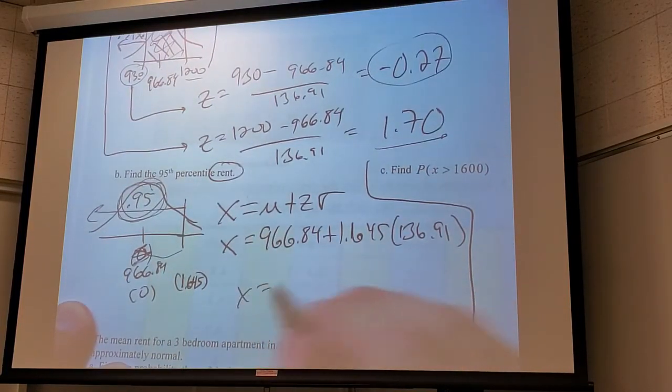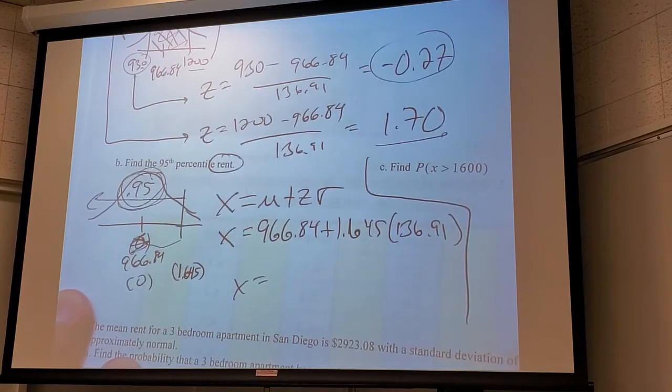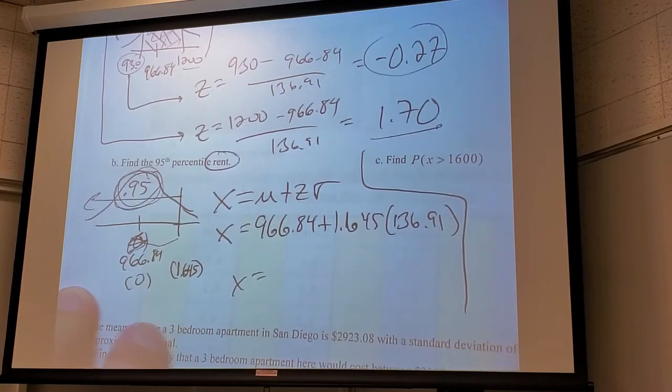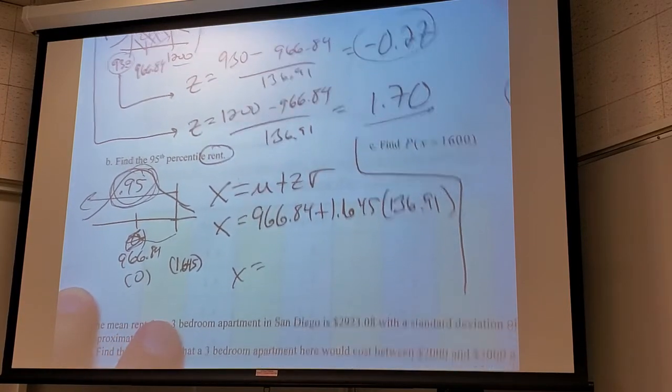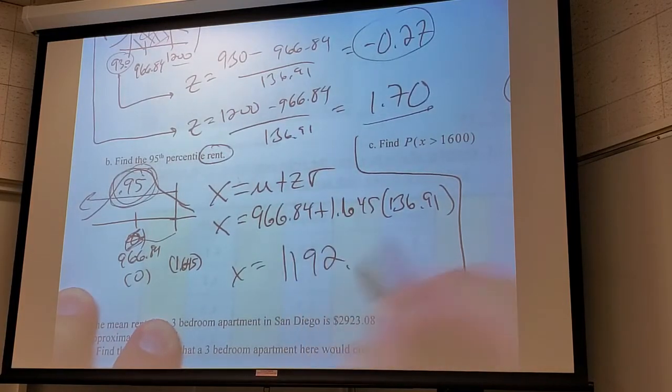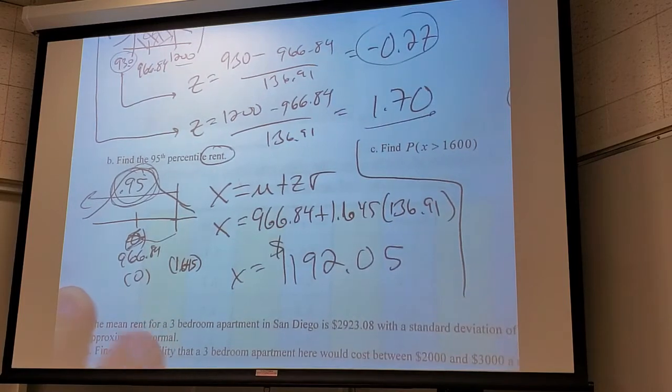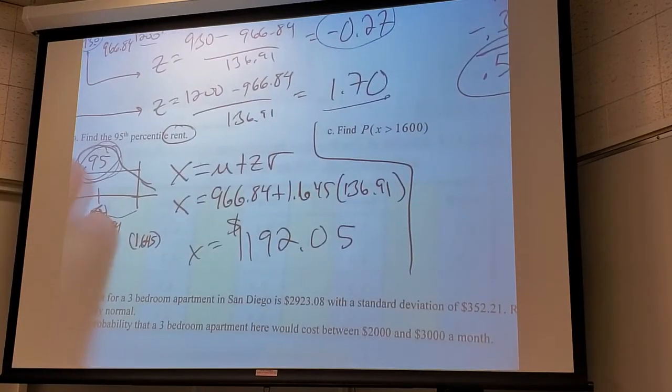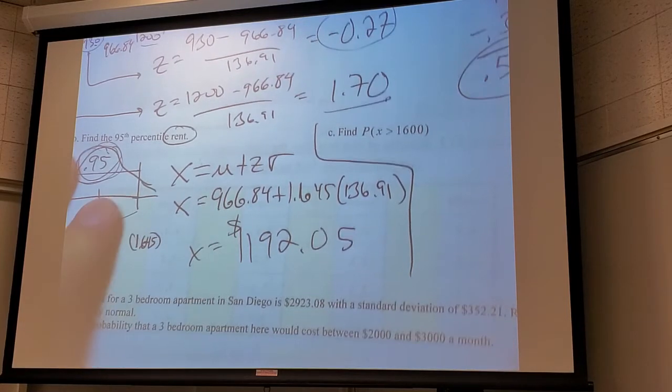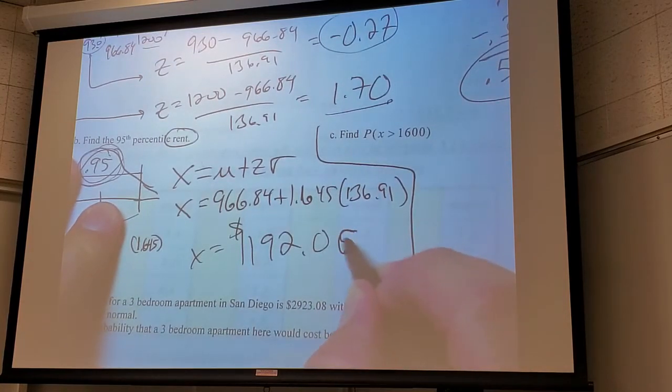And then the rent comes out to $1,192.05. 1,192.05. Don't forget the 5 cents. If you round up, it's 6 cents. You know your landlord's going to round up.